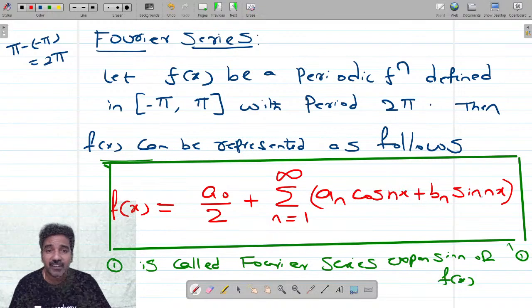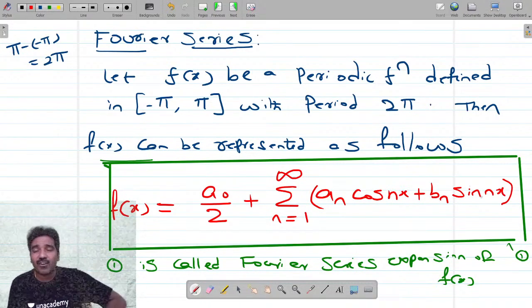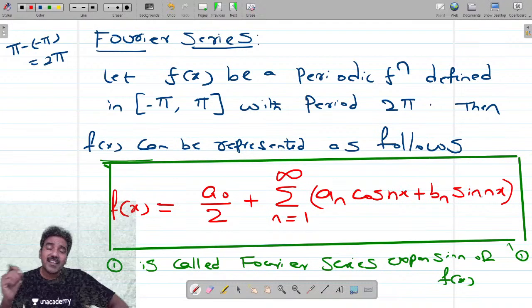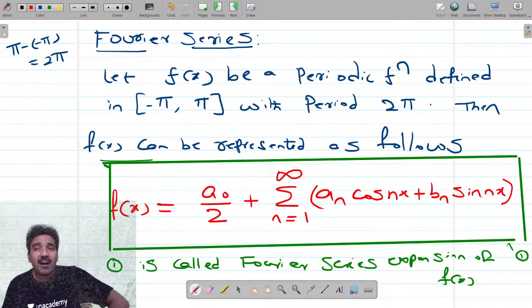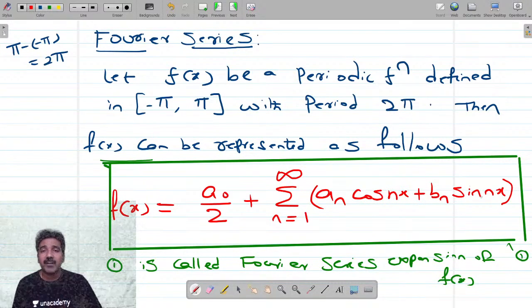Why are they such specific functions? You know the graph of sine x, it is a wave shape. You know the graph of cos x, wave shape. Both are periodic functions with a period 2 pi. So once you know the properties of sine and cos, if there is another function which is also having the same period 2 pi, then automatically I can represent f of x as a linear combination of both sine and cos, because I know the properties of sine and cos.